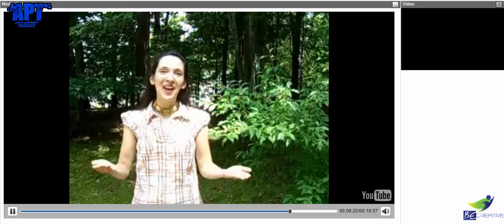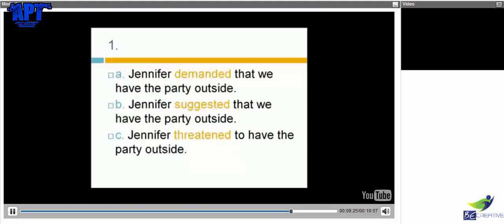Why don't we have the party outside? Which is most accurate? A. Jennifer demanded that we have the party outside. B. Jennifer suggested that we have the party outside. C. Jennifer threatened to have the party outside. Answer: B.